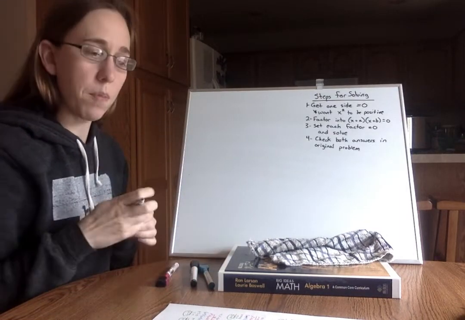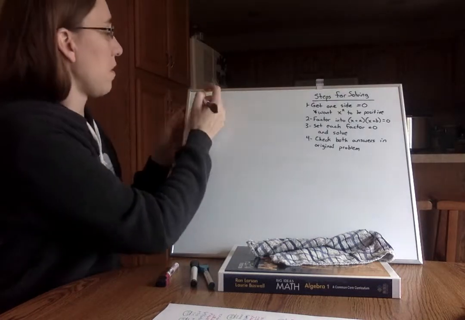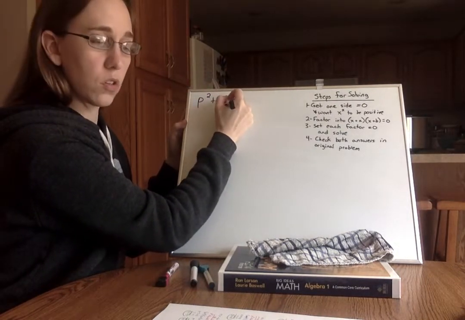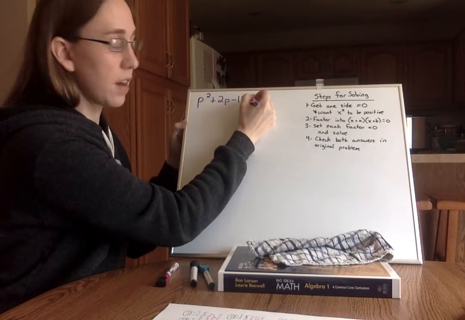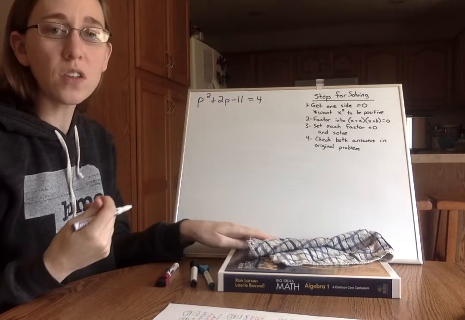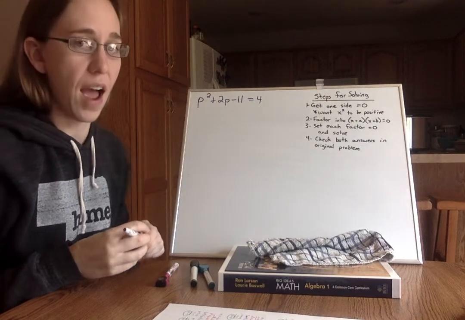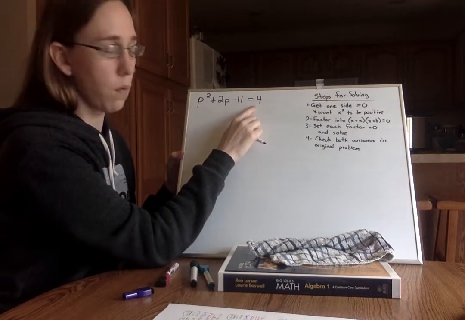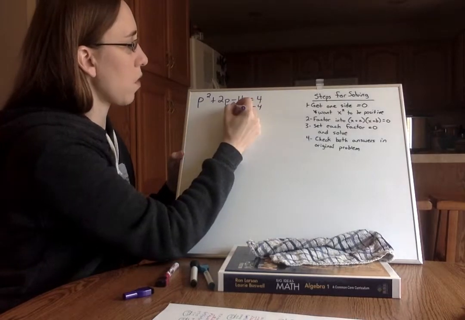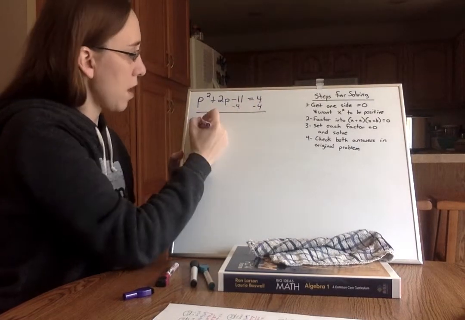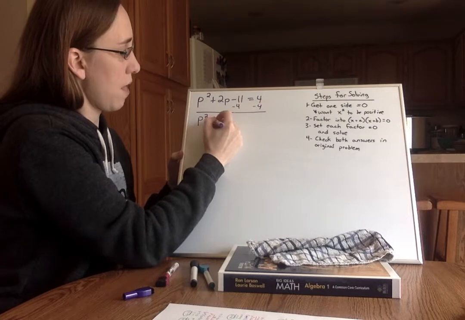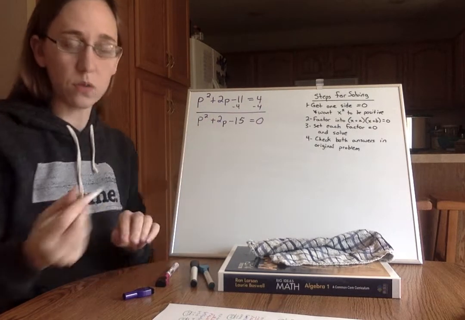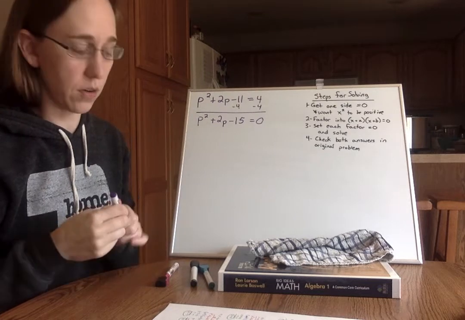So the first problem that we're going to work on solving is p squared plus 2p minus 11 equals 4. So as you can see, we don't have 0 on one side. However, this is the only thing that's not where we want it to be. So we're going to subtract 4 from both sides, giving us p squared plus 2p minus 15 equals 0. So step 1 is done. We've got it equal to 0.